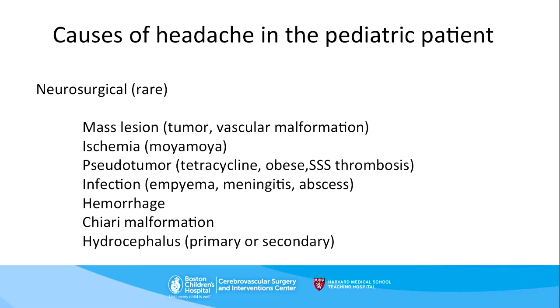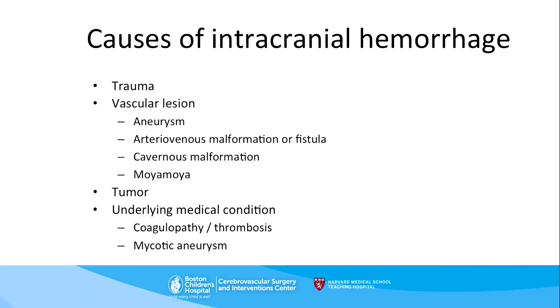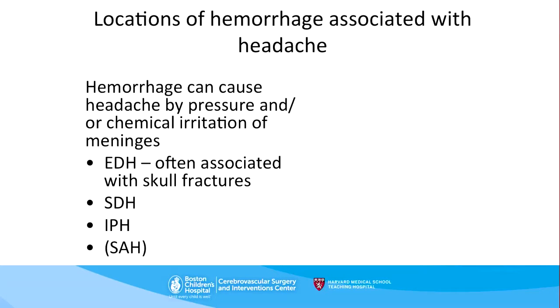I really want to emphasize the last three, hemorrhage, Chiari, and hydrocephalus, because they tend to be the ones that we see the most commonly when something is found. Hemorrhage really is a five-alarm fire many times. It can be seen after trauma. It can be seen as the consequence of a vascular lesion. It can be seen in a bleeding tumor, or it can be part of an underlying medical condition like coagulopathy or mycotic aneurysms.